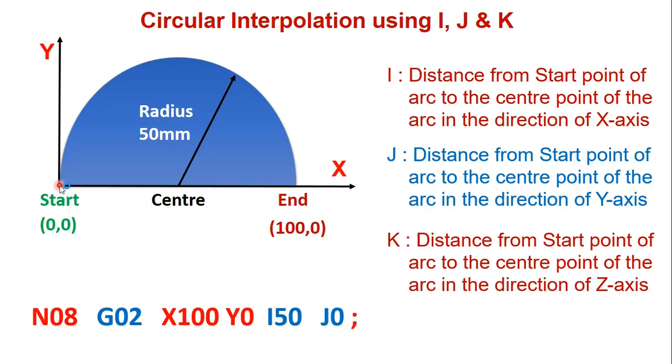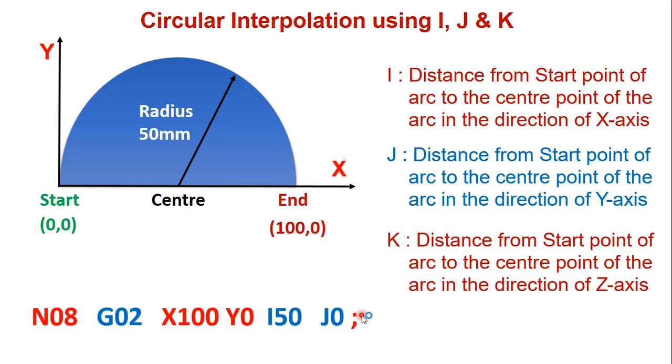The definition is the distance from the starting point of the arc to the center point of the arc in the direction of x. So I'm going towards my right side. Right side, x is positive. I'm going towards the positive, that's why plus 50. Now the same, from the starting point of the arc to the center point in the direction of y: the coordinates of start and center are not changing, there is no distance. They both have the same value for y. So that's why the value for J is 0.